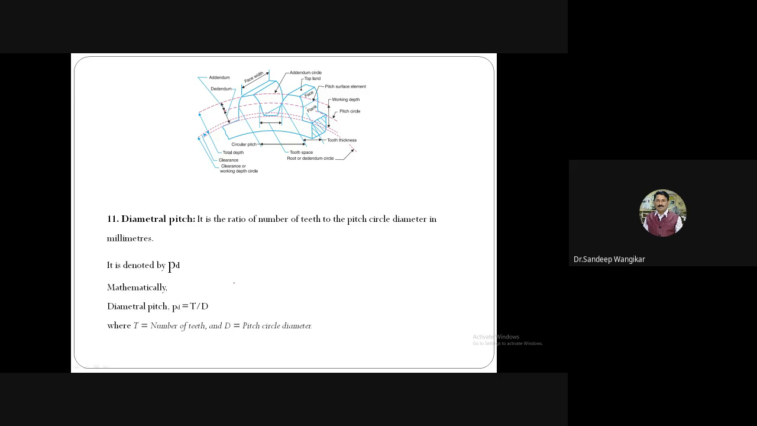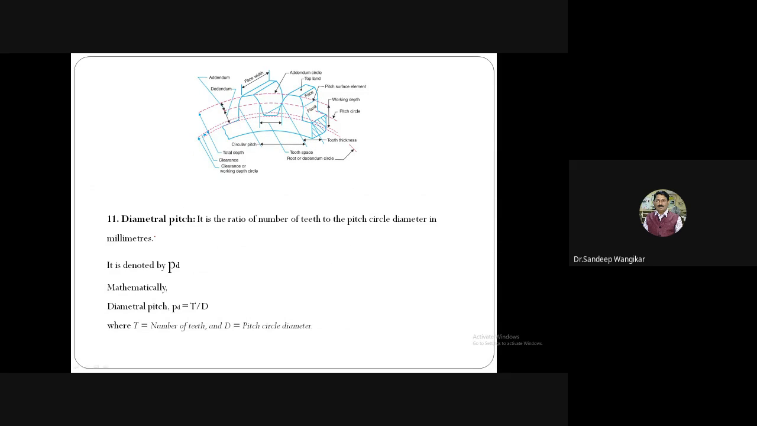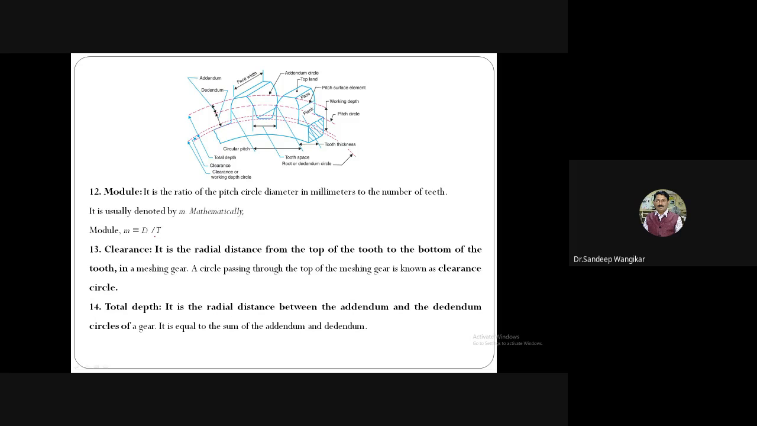So it is the next concept, module. It is the ratio of pitch circle diameter in millimeters to the number of teeth. It is D by T. So module is D by T and diametral pitch is T by D. So I will say that module is equal to 1 upon diametral pitch, or diametral pitch is equal to 1 upon module. Pitch circle diameter D, number of teeth T, then module is given by D by T.